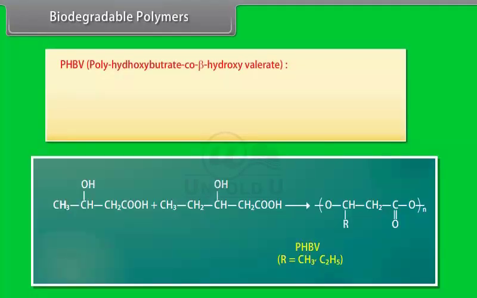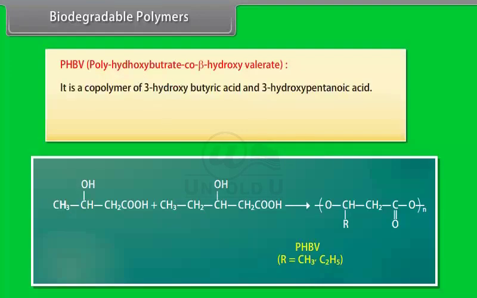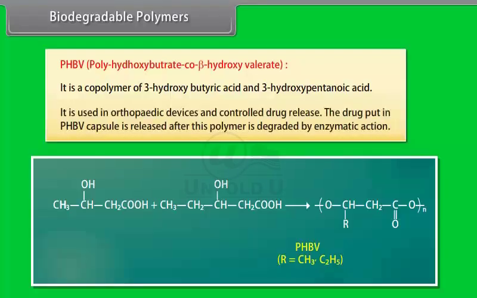Polyhydroxybutyrate-co-beta-hydroxyvalerate. It is a copolymer of 3-hydroxybutyric acid and 3-hydroxypentanoic acid. It is used in orthopedic devices and controlled drug release. The drug put in a PHBV capsule is released after this polymer is degraded by enzymatic action.